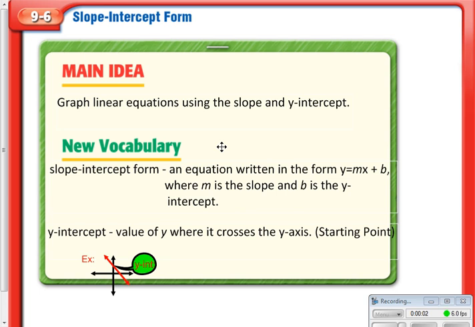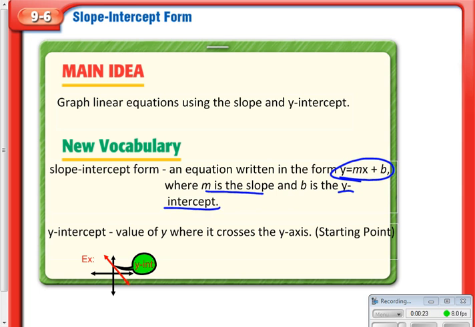9.6, we dig back into slope-intercept form. Today we'll graph linear equations using the slope and the y-intercept. Slope-intercept form is an equation written in the form y equals mx plus b. Big equation here. M represents the slope, and b represents the y-intercept.